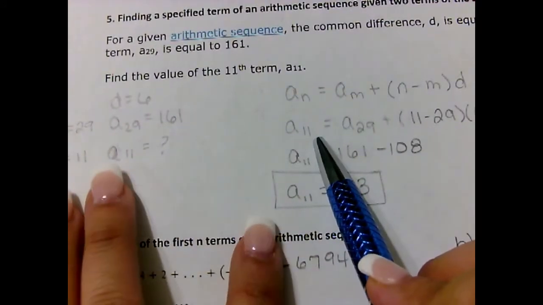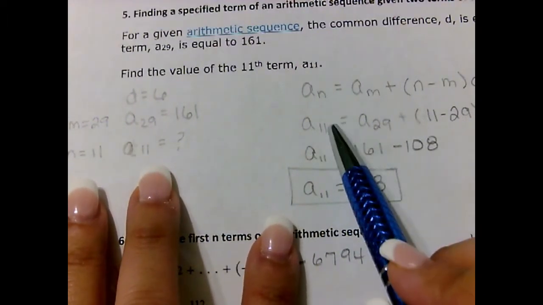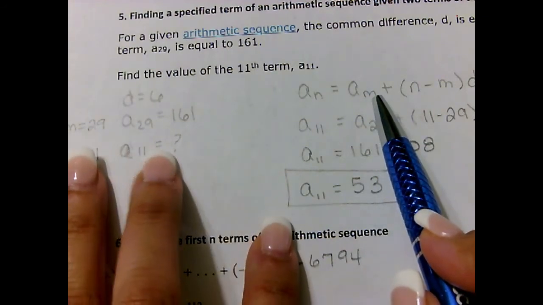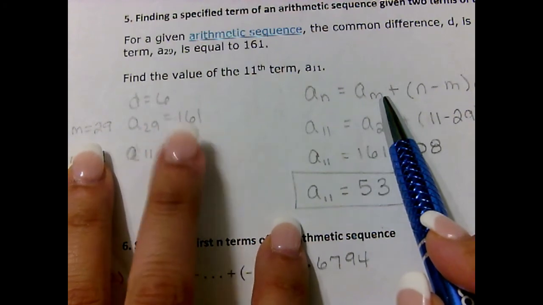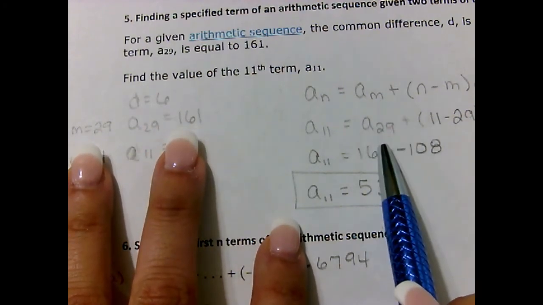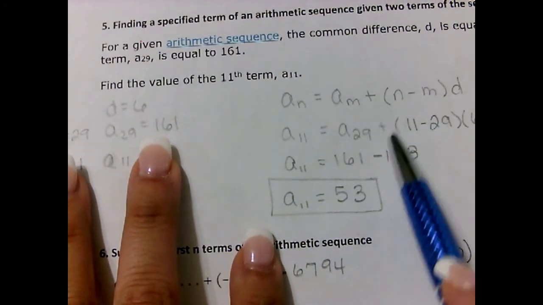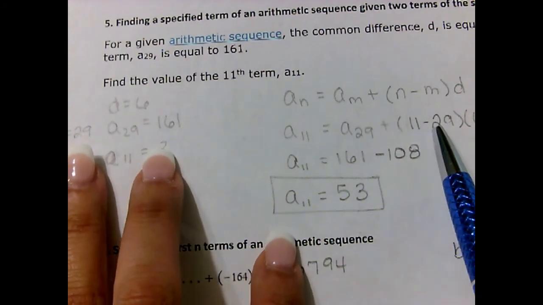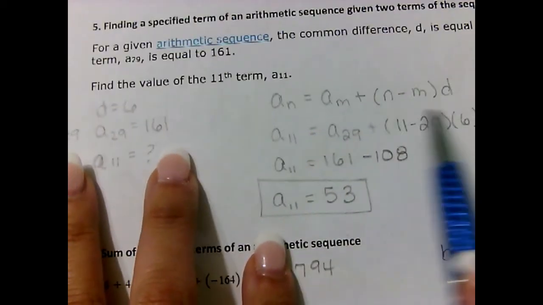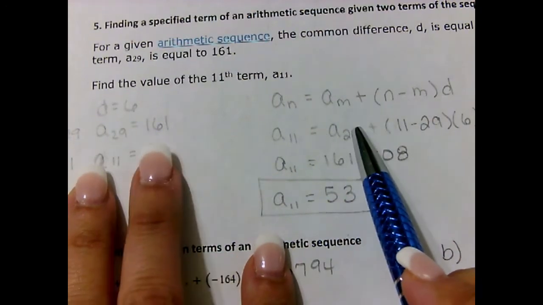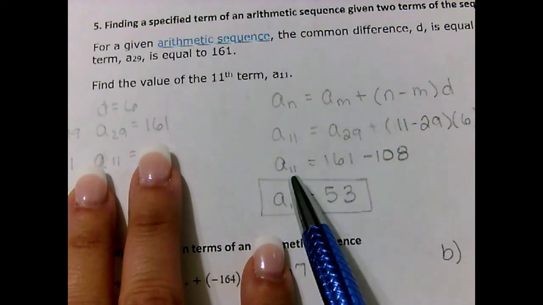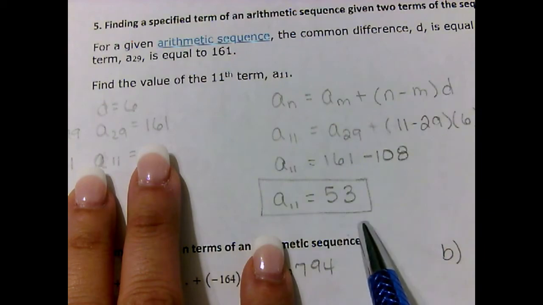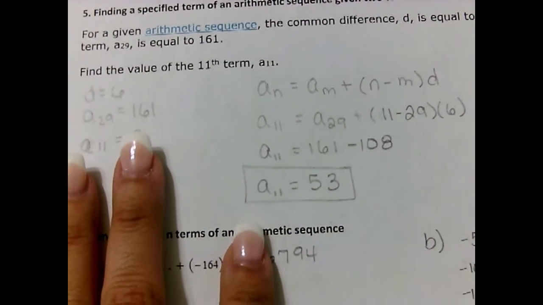Okay. Now we're going to go ahead and substitute. n is equal to 11, so I have a of 11 is equal to a of m. m is going to be the 29 given from the first information that we have. So a of 29 plus n, which is going to be 11, minus m, which is your 29, times d, which is 6. So all I did here was substitute the a of 29, that equals 161, and now I can find a of n, or a of 11, is equal to 53. Just plug in your numbers into the calculator, and that's what you'll get.